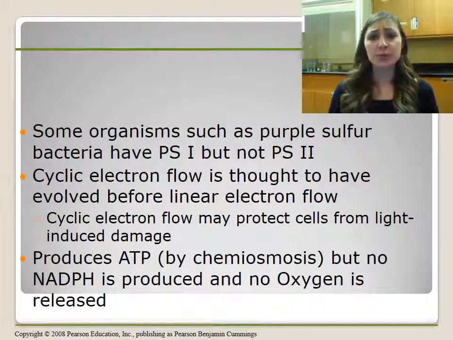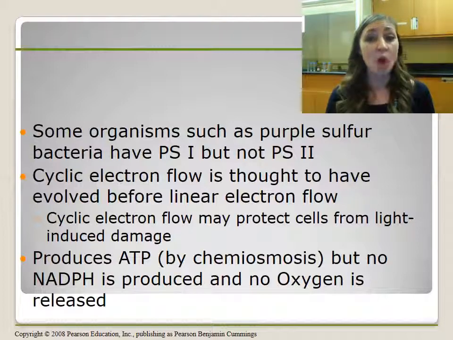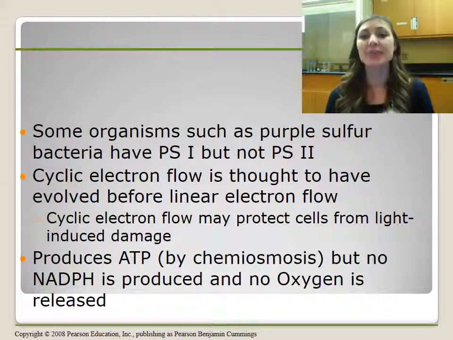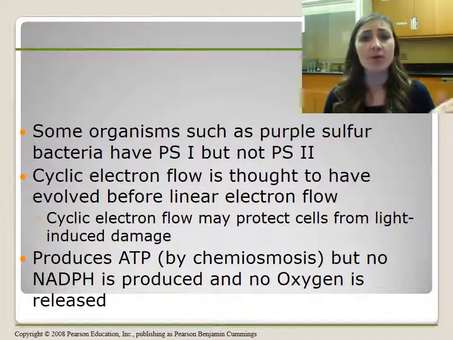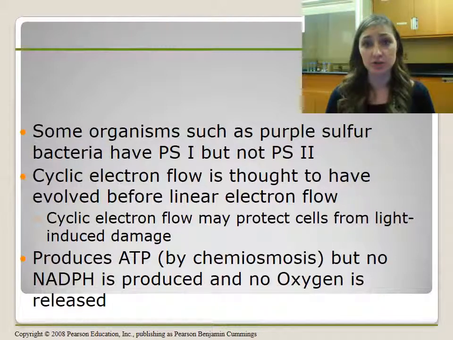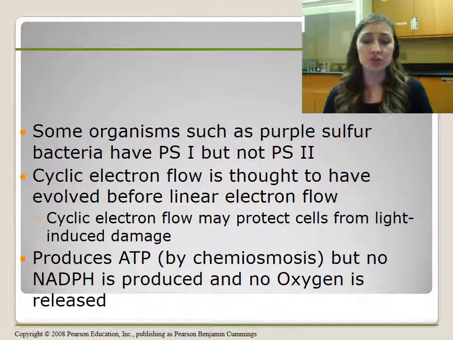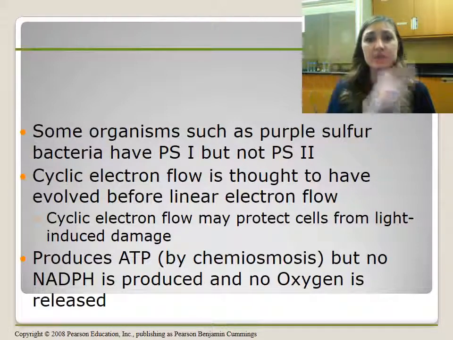Organisms such as purple sulfur bacteria have a photosystem 1, so the second part, but not the photosystem 2. And what this led scientists to believe is come up with this idea that cyclic electron flow evolved before linear electron flow. And they think that cyclic electron flow protects cells from light-induced damage. So you continue reusing those electrons and recharging them from one wavelength.